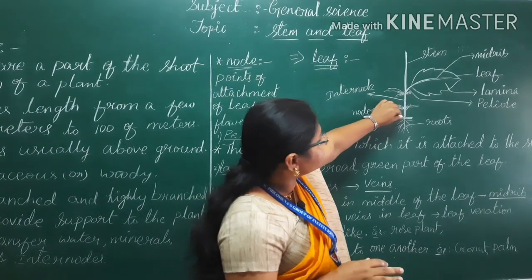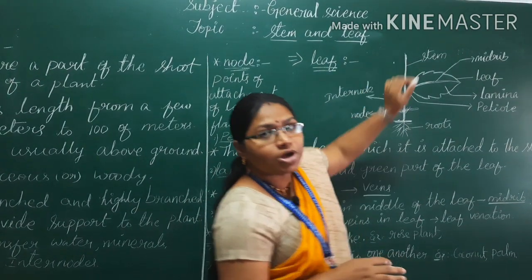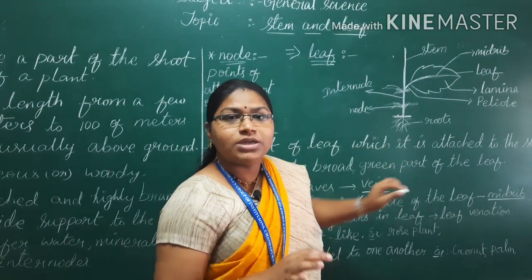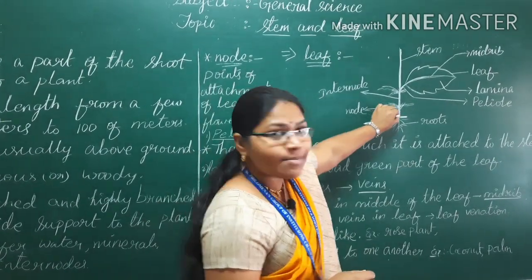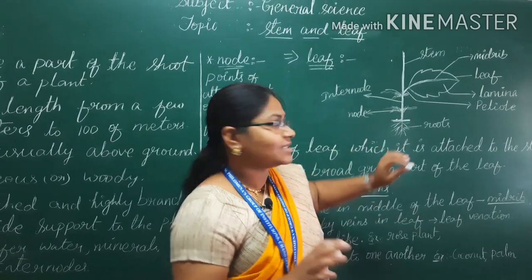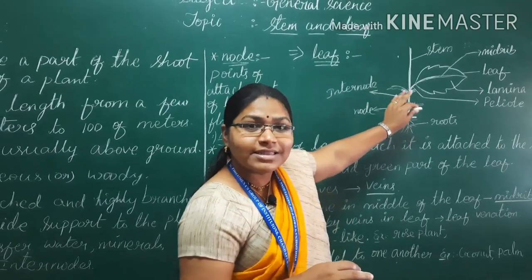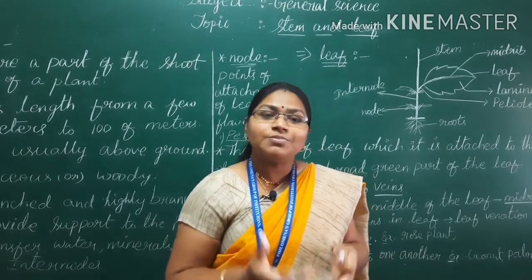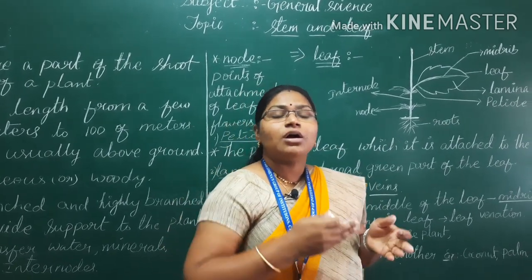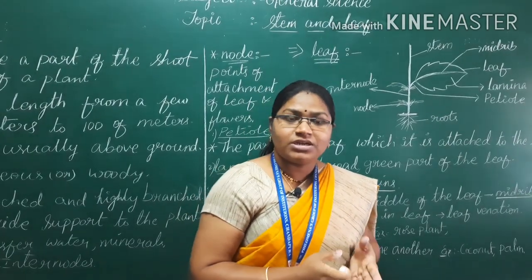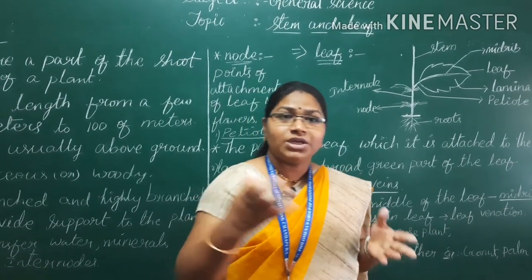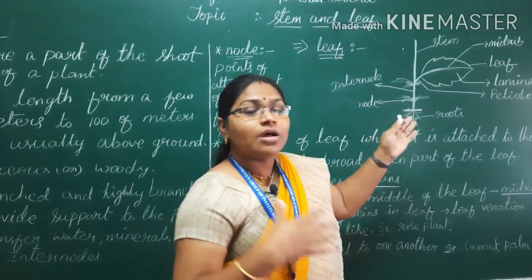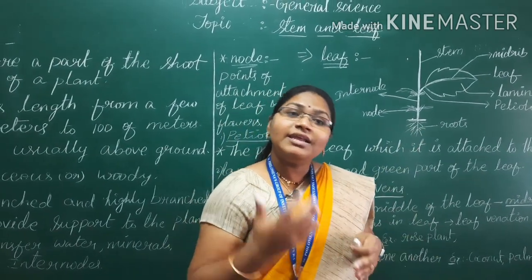In this plant, from here to here we call the shoot system, and down here, only the root, we call the root system. So stems are the parts of the shoot system of a plant, and these stems are branched or unbranched. You can observe some plants which are unbranched, like the palm tree, and some which are branched, like the banyan tree, mango tree, etc. So stems are unbranched or highly branched.